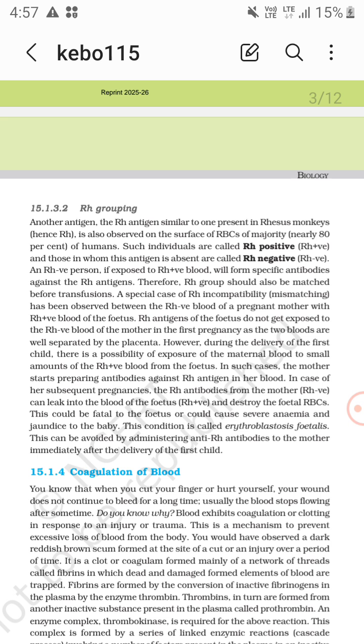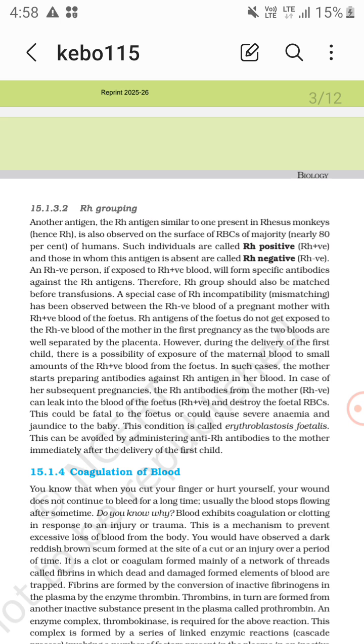A special case of Rh incompatibility, that is mismatching, has been observed between the Rh negative blood of a pregnant mother with Rh positive blood of the fetus. Rh antigens of the fetus do not get exposed to the Rh negative blood of the mother in the first pregnancy, as the two bloods are well separated by the placenta. However, during the delivery of the first child, there is a possibility of exposure of the maternal blood to small amounts of the Rh positive blood from the fetus.